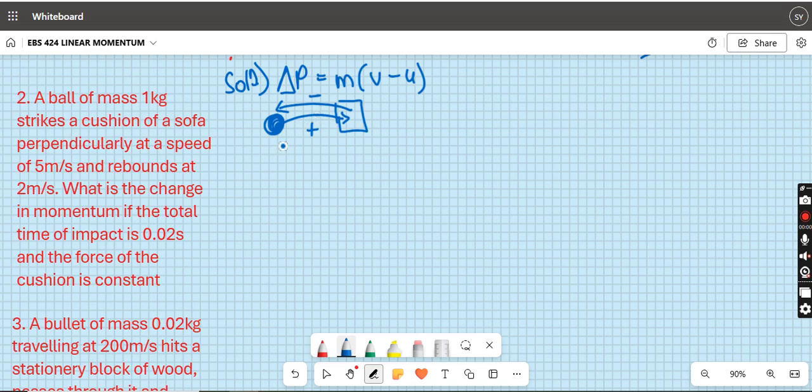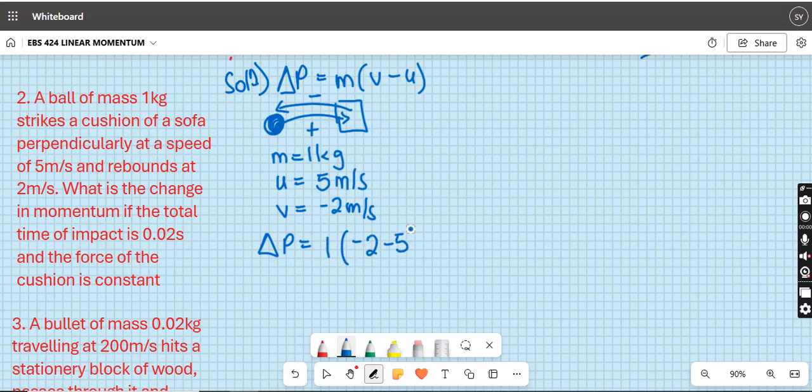All right. So let's put down our values. Our mass is 1 kg. Our initial velocity u is 5 meters per second. Our final velocity v is going to be interesting because it needs to be negative 2 meters per second. So let's find our change in momentum. We are going to have 1 times (minus 2 minus 5), and so this will give us minus 7 kilograms meters per second.